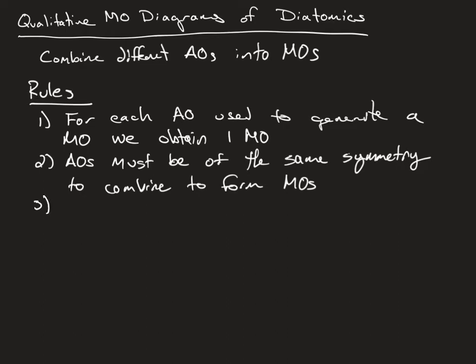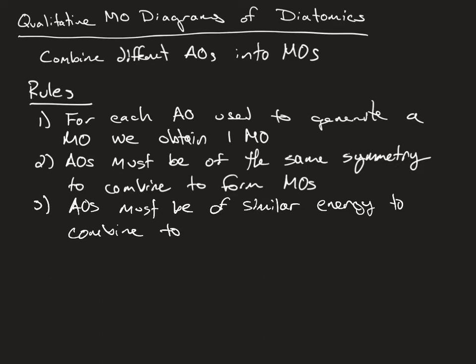The third thing is that atomic orbitals must be of similar energy to effectively combine to form a molecular orbital. And remember, what we use for the energy of an atomic orbital is the ionization energy for that atomic orbital. So orbitals that have similar ionization energies are energetically matched and can combine to form molecular orbitals.